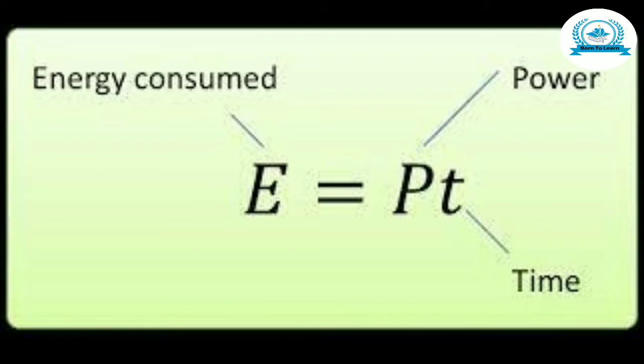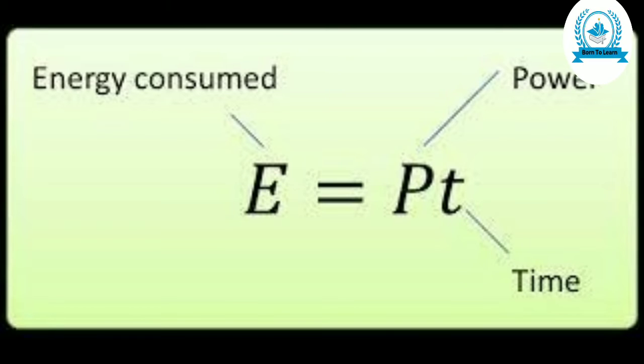The electrical energy consumed by an electric appliance is given by the product of its power rating and the time for which it is used. 1 watt hour is the amount of electrical energy consumed when an electrical appliance of 1 watt power is used for 1 hour.